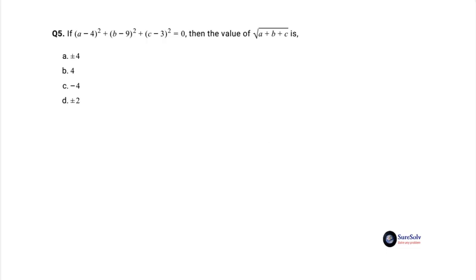Question 5 is, if a minus 4 whole square plus b minus 9 whole square plus c minus 3 whole square equal to 0, then the value of root over a plus b plus c is option A plus minus 4, option B 4, option C minus 4, and option D plus minus 2.